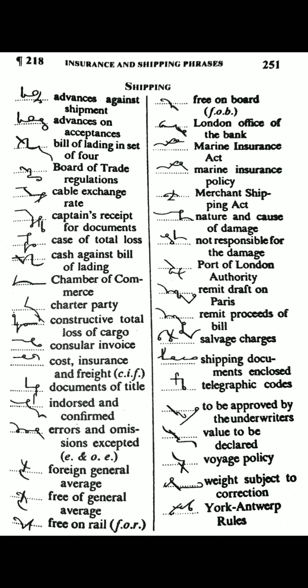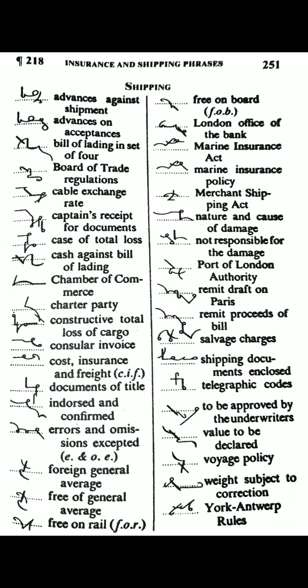Constructive total loss of cargo. K N K S T R with V hook for constructive on the line, T for total, and L upward with S circle for loss, and G is used here for cargo. Consular invoice. KNS circle for consular, and V with a circle for invoice above the line.